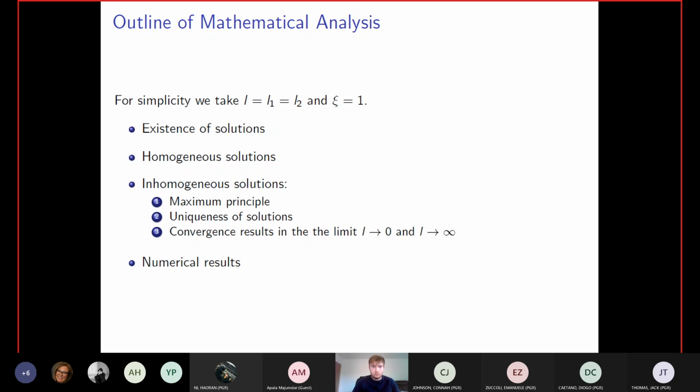So here's an outline of what I'm going to talk to you about today. I'll just disclose from the start that in this study we've taken L1 and L2 to be equal to each other, which is a reasonable assumption since L1 and L2 play similar roles for the nematic and magnetic energies respectively. The mathematical analysis, when they're not equal to each other, can be carried out in the same way anyway, although in practice L1 would be smaller than L2.